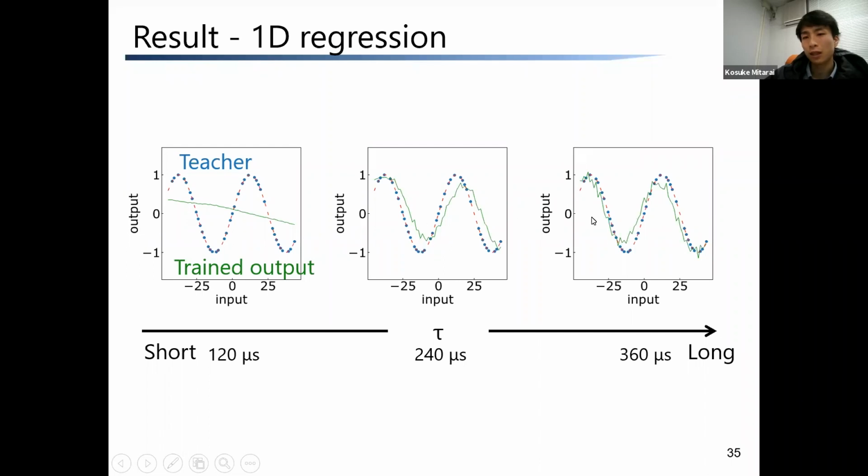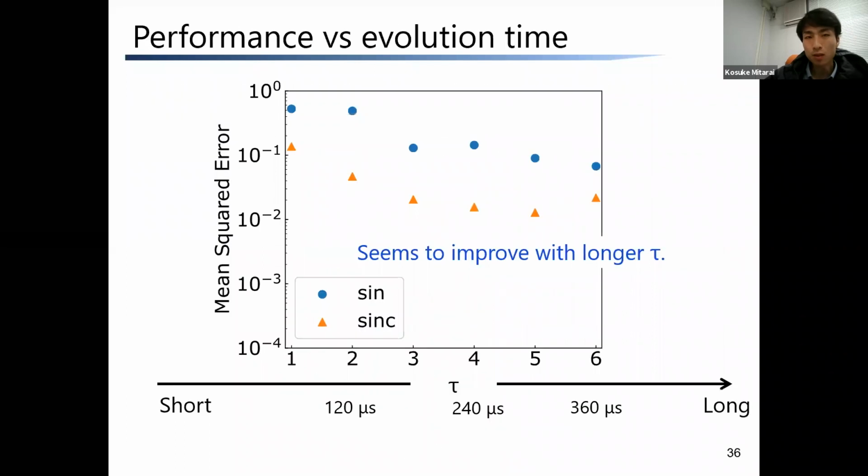These fluctuations are not due to the experimental noise. We think that at this long tau, we could obtain a better result. And we can also plot the performance with respect to the evolution time tau, and it seems to improve with longer tau.